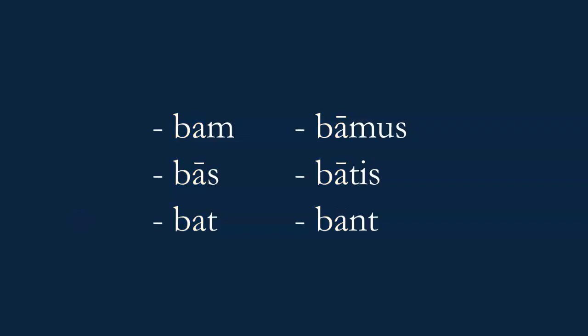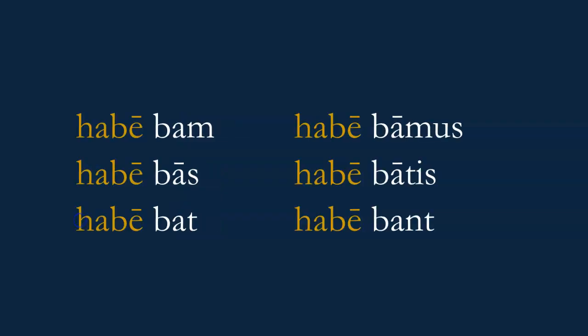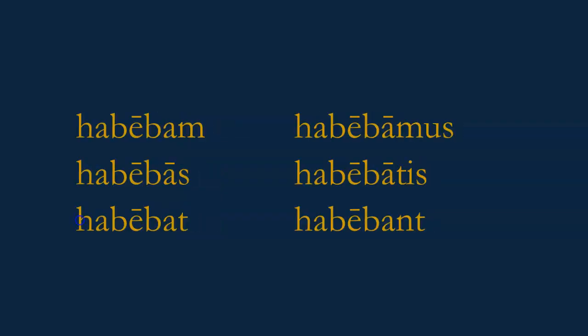So here are our imperfect tense endings. Go ahead and recite these out loud with me. Bam, bas, bat, bamus, batis, bant. Now let's stick them onto our present stem and conjugate habeo together aloud in the imperfect tense. Habebam, habebas, habebat, habebamus, habebatis, habebant.